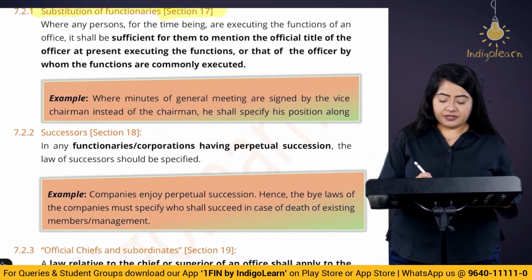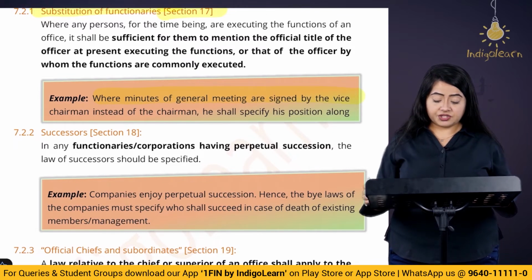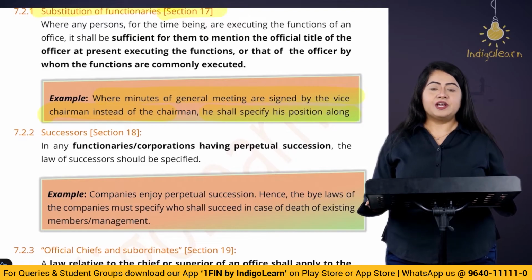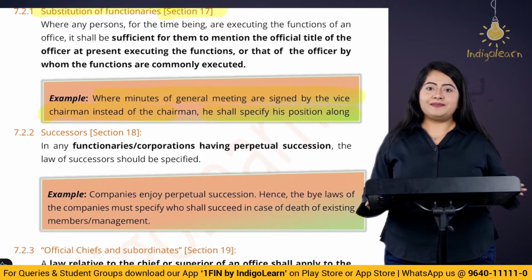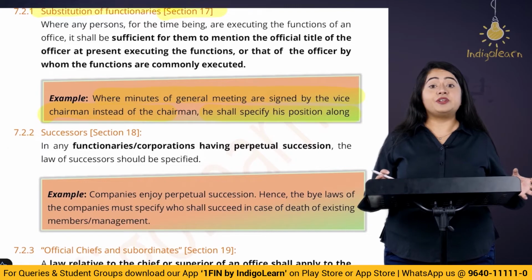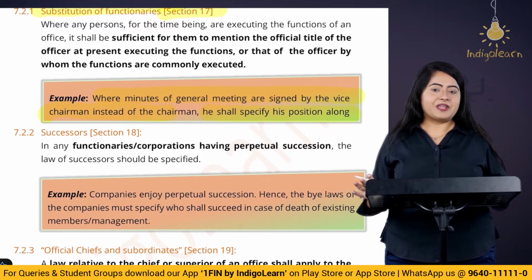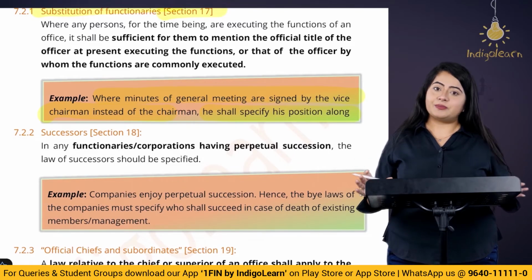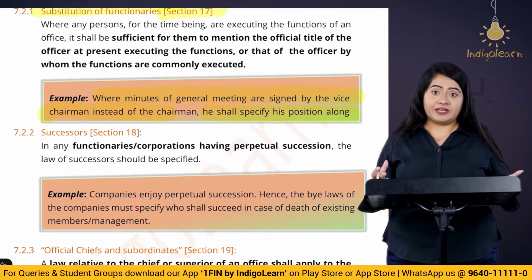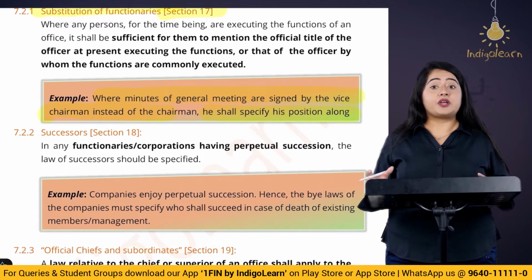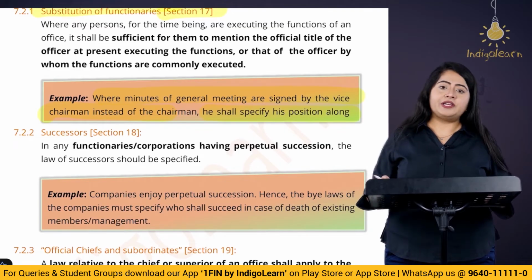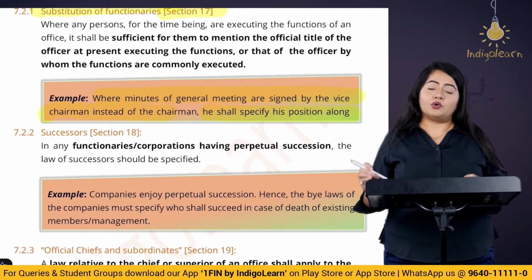For example, where the minutes of the general meeting are signed by the vice chairman instead of the chairman, he shall specify the position along with that, right? So we know that in the general meeting, whatever proceedings are happening, they have to be written down in the minutes of the general meeting. Now, who signs the minutes of the general meeting? The chairman of the general meeting signs the minutes. Now, let's say the chairman is not available, and in place of the chairman, the vice chairman is signing these minutes. In that case, the vice chairman has to mention below that he is the vice chairman, right? Accordingly, all the laws will also be applicable on this vice chairman.